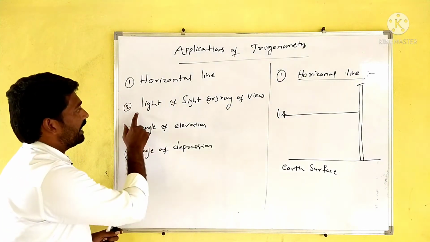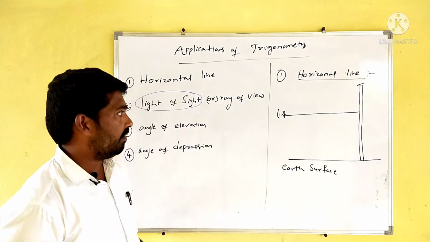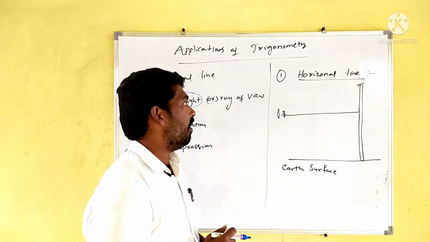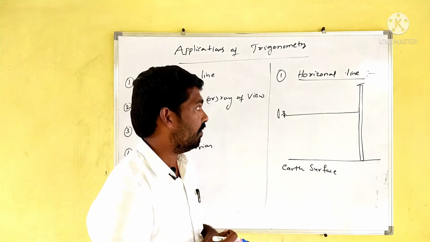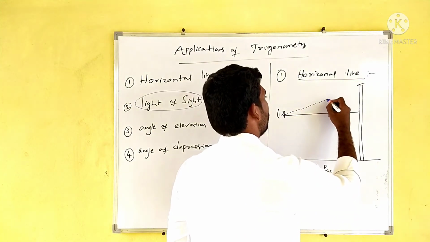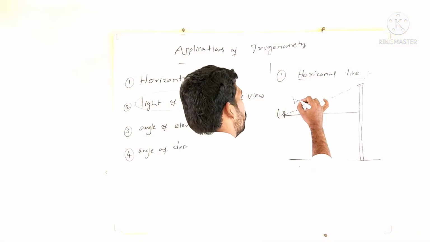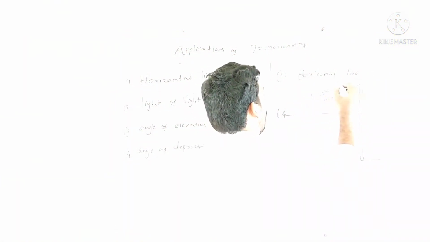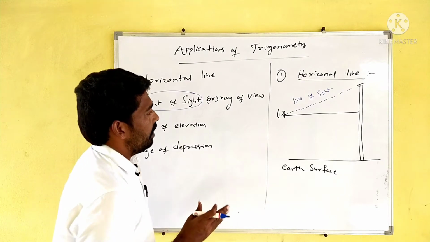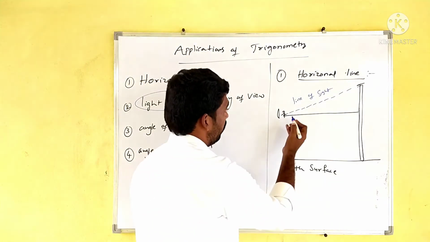Here the next one is line of sight. What is meant by line of sight? A person is observing the top of the tower. The line joining the person to the top of the tower is called line of sight, or ray of view. Here the reference line, the horizontal line, and the line of sight form some angle.